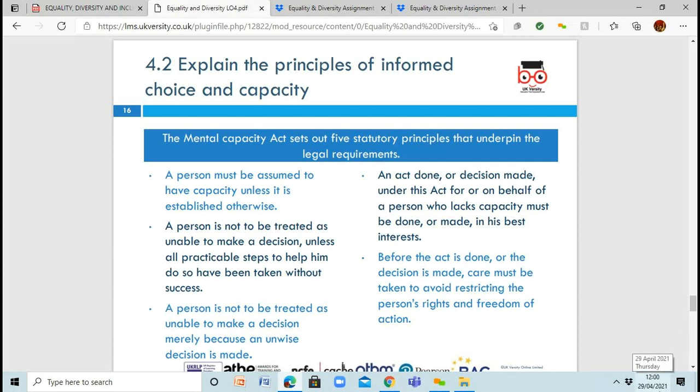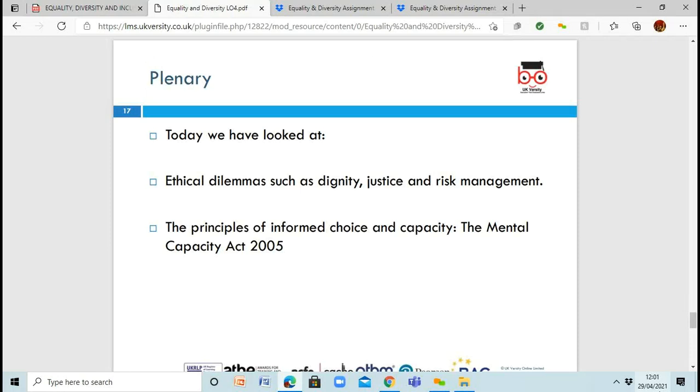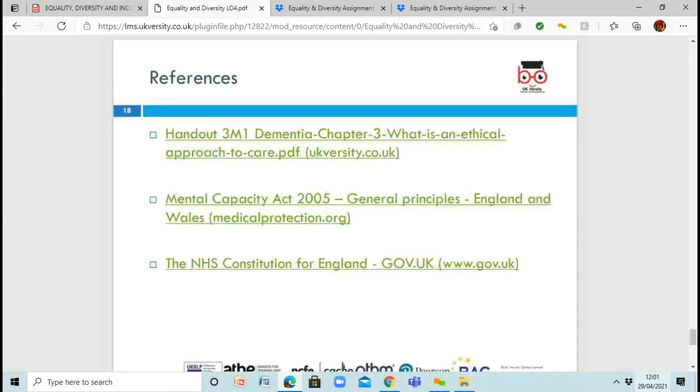So that was 4.2. When we looked at informed choice at the beginning, those points and this Mental Capacity Act cover here. So we just looked at ethical dilemmas and we looked at principles of informed choice. So it was the Mental Capacity Act. So that's it for here.